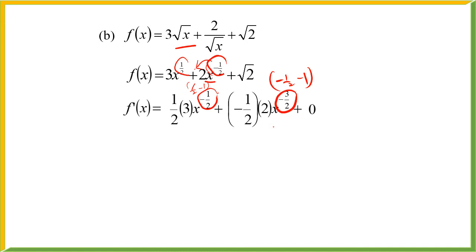And now just simplify everything. So we have 3 over 2 root x, because x power of negative 1 over 2 is equal to dividing by root x. And then this negative 1 over 2 multiplied by 2 is negative 1 multiplied by x power of negative 3 over 2, which we can rewrite as negative of 1 over x power of 3 over 2. So this is the answer. Okay, this is for B.